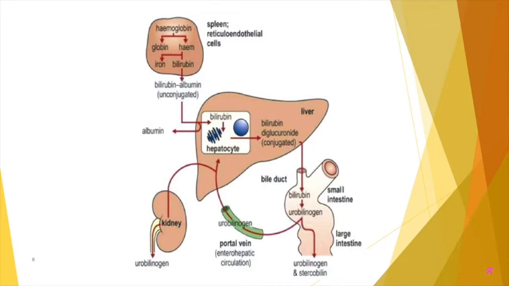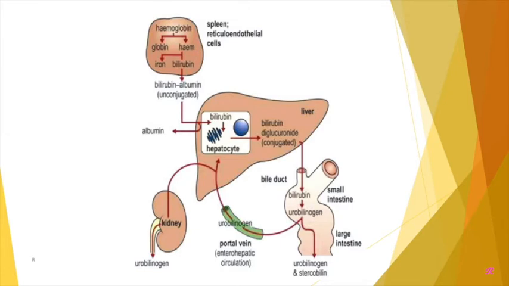If you hear the explanation first and you look into this picture, you'll easily understand the bilirubin metabolism. As I already told, inside the macrophages, the hemoglobin gets divided into globin and heme. The heme gets divided into iron and bilirubin. This bilirubin is the unconjugated one. That is the free bilirubin.